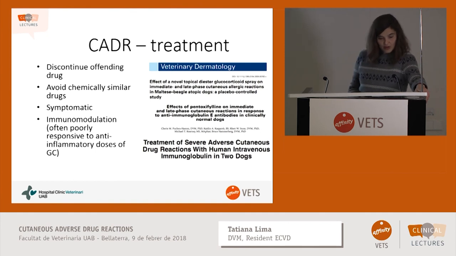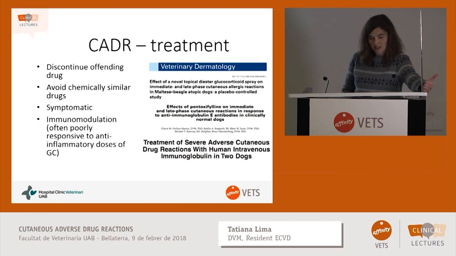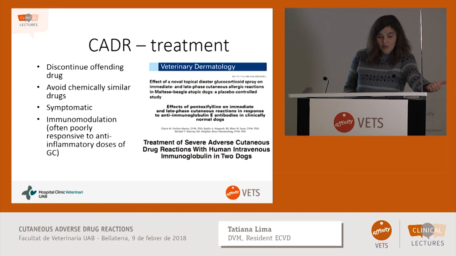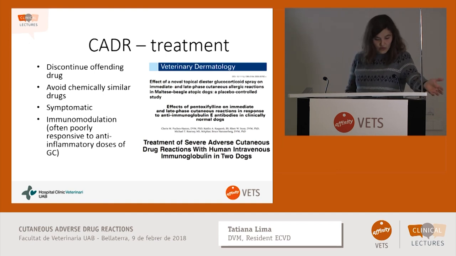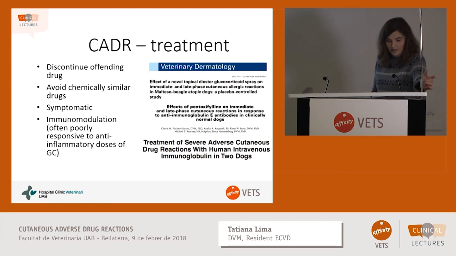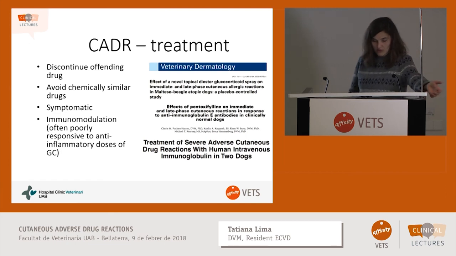Treatment, I'm not going to talk much about it, just to know that whenever possible, we should discontinue the drug. Many times, just this is more than enough to stop the disease from going on. Avoid chemically similar drugs, of course. You must treat symptomatically. There's not much that you can do. Sometimes the use of immune modulation is controversial, as in many other situations. Often you don't obtain a response. There are a few papers that describe the use of intravenous immunoglobulin to treat these dogs with good results. Pentoxifylline and a spray with glucocorticoid are also described.